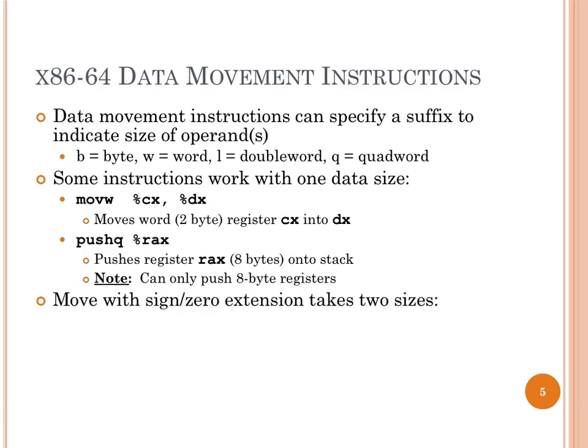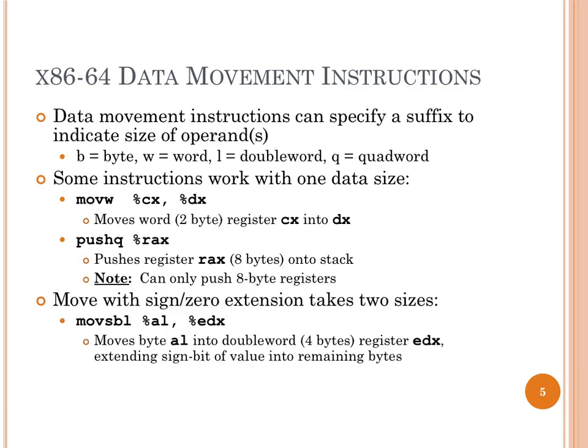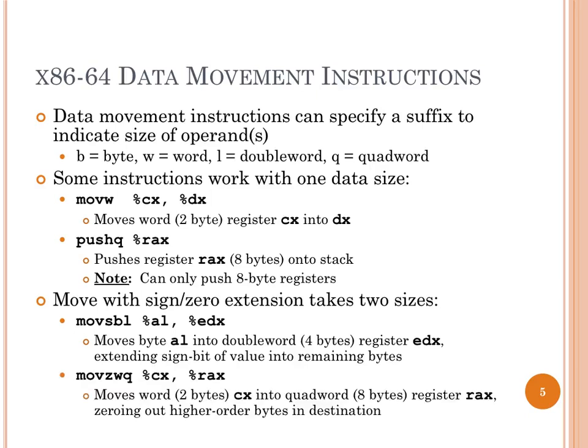So that pushes the quad word or 8-byte value from RAX onto the stack and so forth. Okay, now moving with sign and 0 extension starts to get really nasty. So here I'm moving a byte value into a long word or 4-byte value. And so AL goes into EDX, and I sign extend AL. So if AL was -6, well, now EDX is -6. Yay, for us, right? Okay. So that does sign extension.